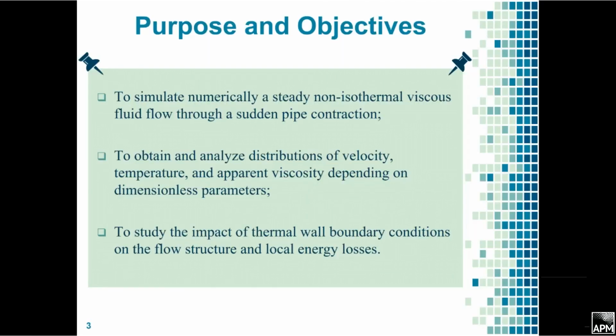Here is the list of the main purposes of the work. We aimed to simulate numerically a steady non-isothermal viscous fluid flow through a sudden pipe contraction. We also wanted to obtain and analyze distributions of velocity, temperature, and apparent viscosity depending on dimensionless parameters, and to study the impact of thermal wall boundary conditions on the flow structure and local energy losses.